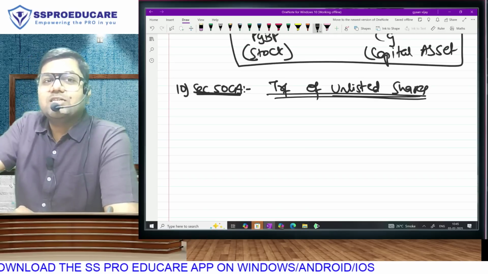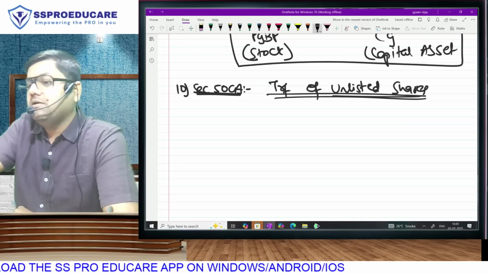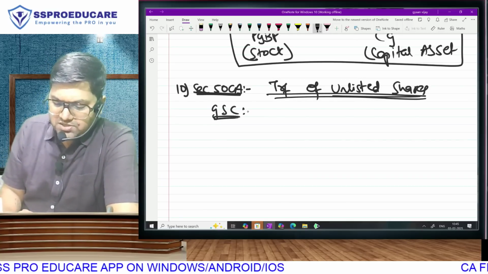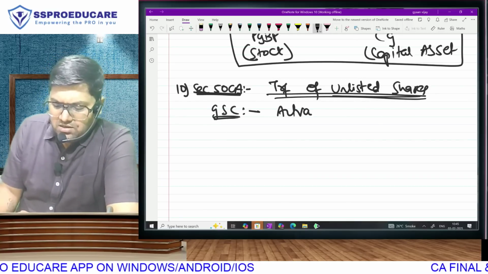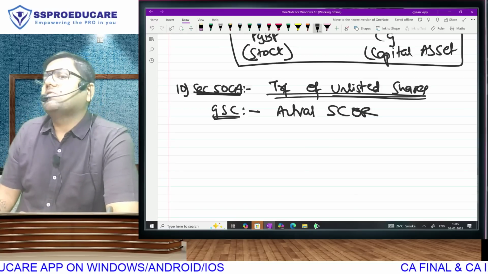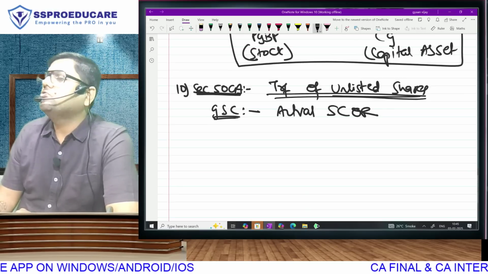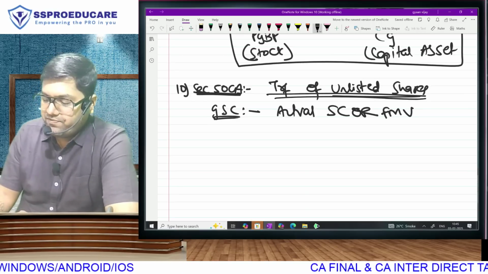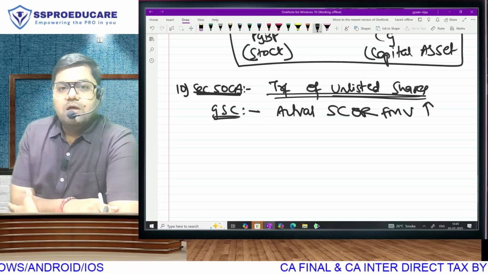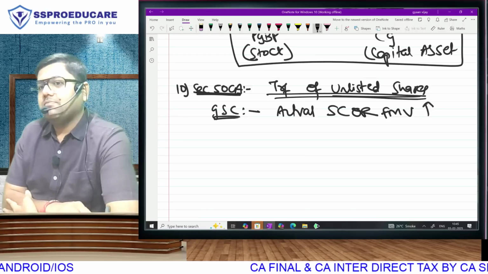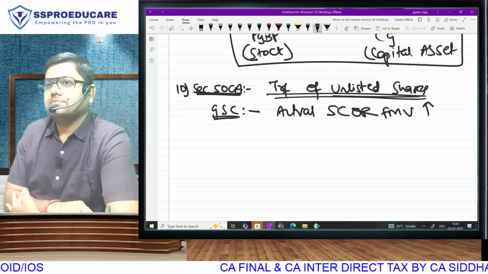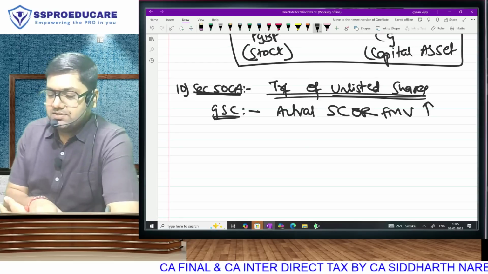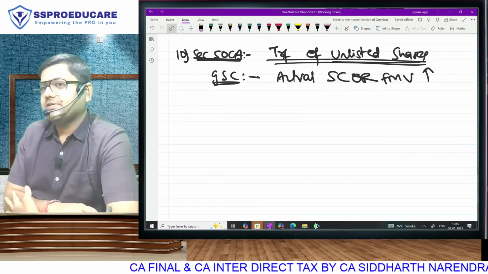And people are doing exactly as with property. A portion of the sale consideration is being paid in cash, to eliminate which we will now say GSC is going to be same as in 50C. But don't be so foolish as to use the word SDV, because SDV is only for properties. So we will say fair market value: actual sale consideration or fair market value, whichever is higher.